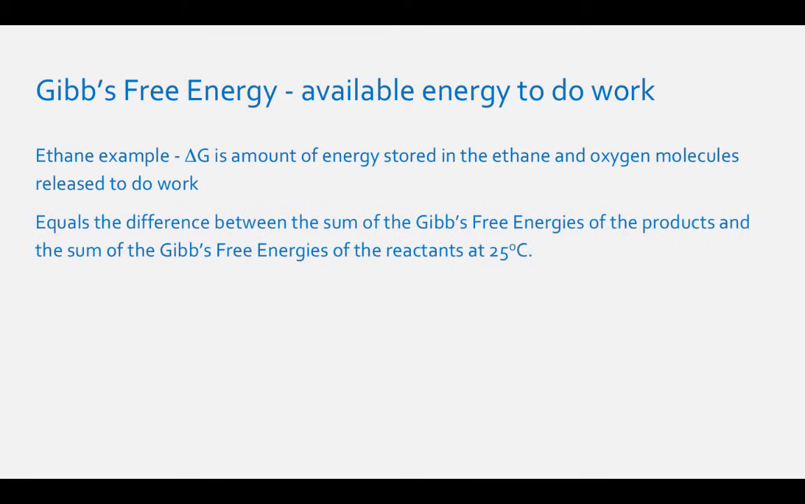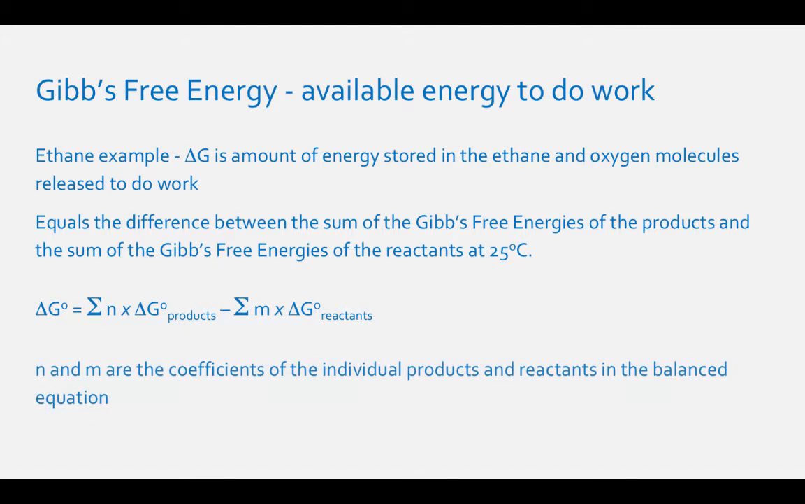A way to calculate the change in Gibbs free energy is by using an equation that equals the difference between the sum of the Gibbs free energies of the products and the sum of the Gibbs free energies of the reactants at 25 degrees Celsius. The standard delta G of the reaction equals the product of all the coefficients of the individual products times their standard changes in Gibbs free energies of formation summed, minus the products of all the coefficients of the reactants times their standard changes in Gibbs free energies of formation summed. In the above reaction, N and M are the coefficients of the products and the reactants in the balanced equation.